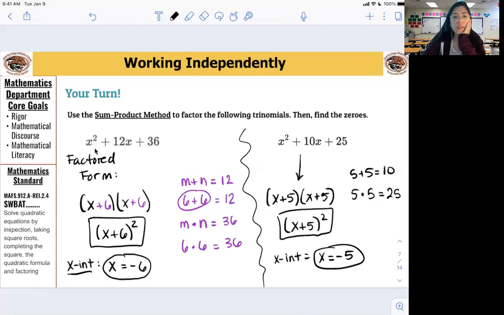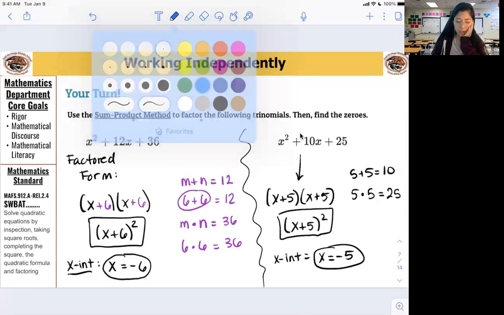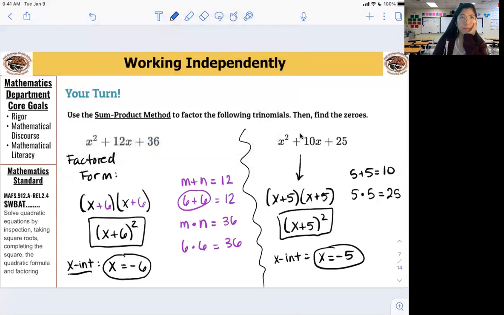Cool. So these two examples are a specific type of trinomial. We've seen it before a while ago, but I just wanted to bring it back. If you end up with an answer like this, where you can simplify it and the magic number is 2 of the same exact number, then that means that you have a perfect square trinomial.